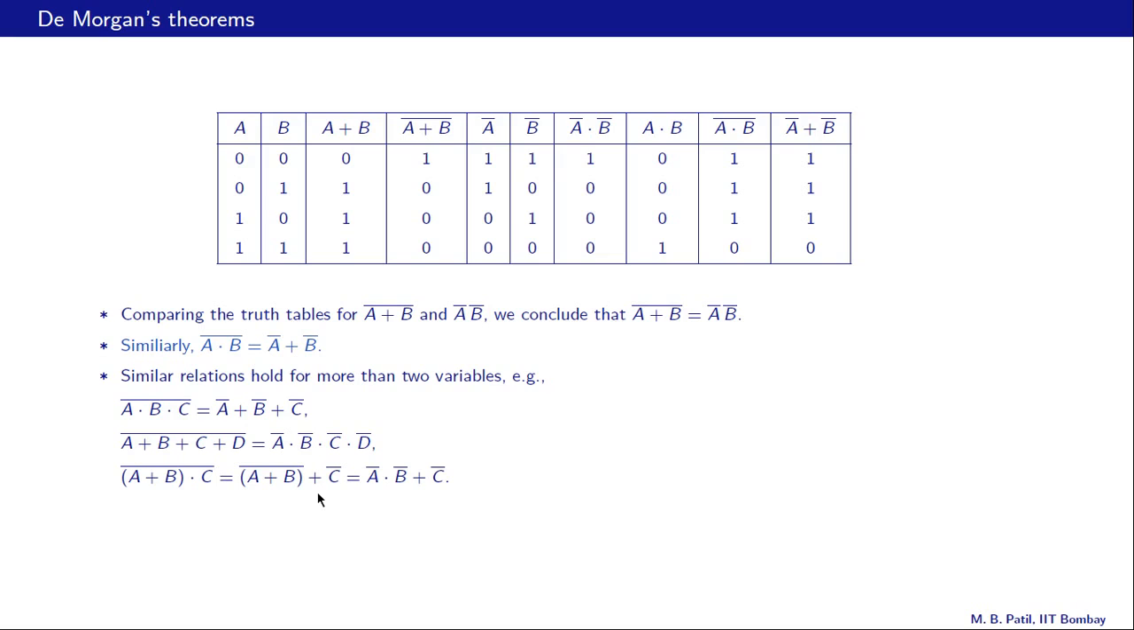And now we can apply De Morgan's theorem once again. What is (A + B) bar? Here, A bar dot B bar. So that is A bar dot B bar plus C bar. So this expression is equivalent to this expression here.